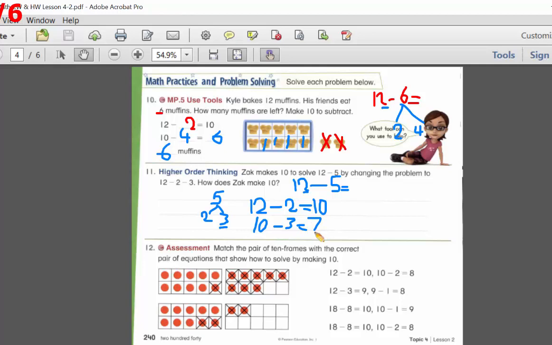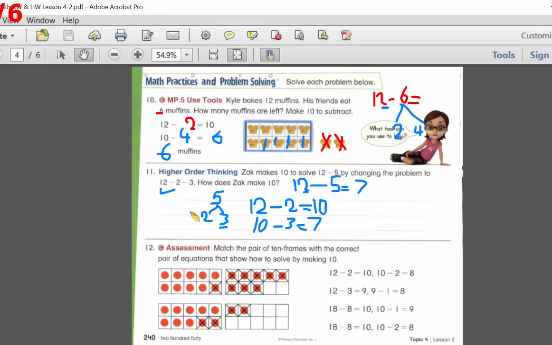You are right, 7. So here we subtract first 12 minus 2 equals 10. Then we subtract 10 minus 3 equals 7. So here we have 7. He was correct. He subtracted 2 first and then he subtracted 3. So he made 10 first? Yes, he made 10 first.